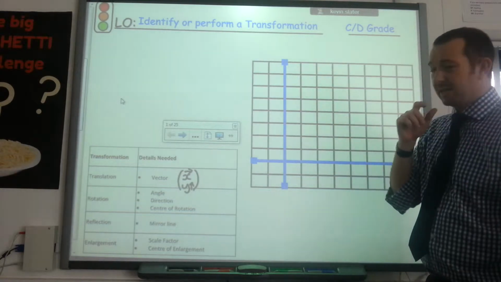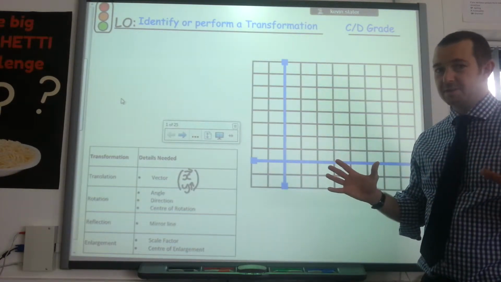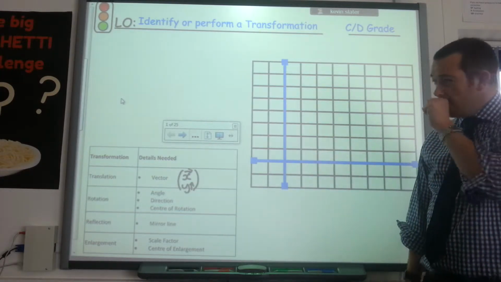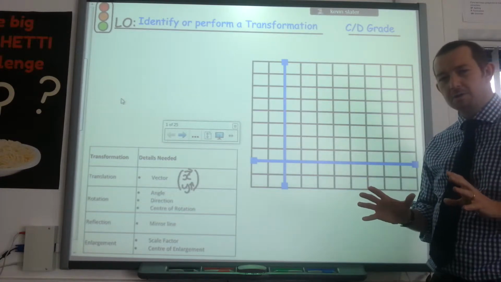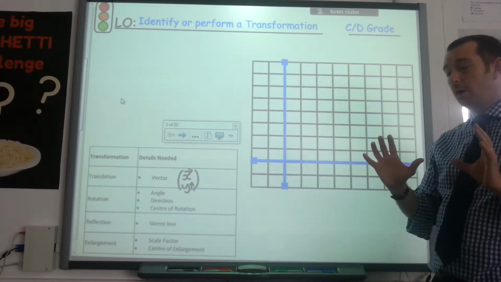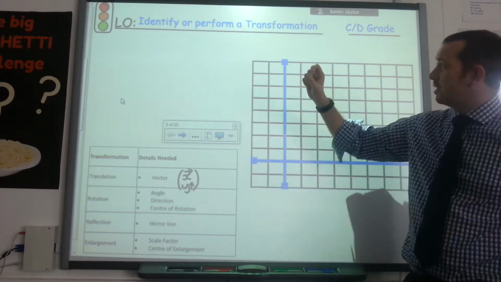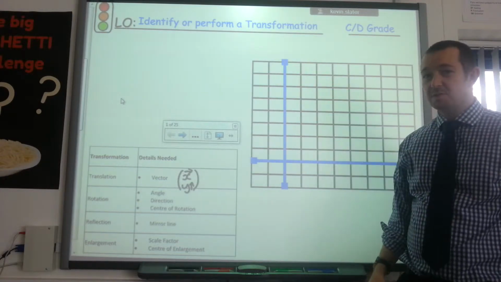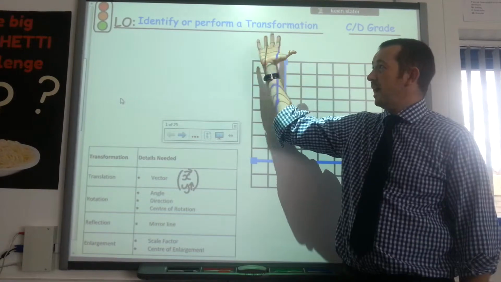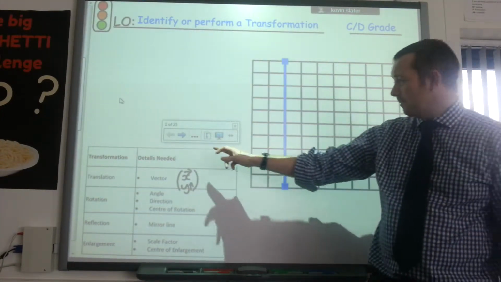So we're going to look now at another C-grade topic, a big C-grade topic. It appears in both foundation and higher papers. It hits around the D and C grade work, but it carries a lot of marks in the exam, so it's well worth spending a lot of time on your revision on it and getting it absolutely right. It's the topic of transformations, and we're going to look at both when you need to perform a transformation and also identify a transformation. So let's have a look at some of these then.